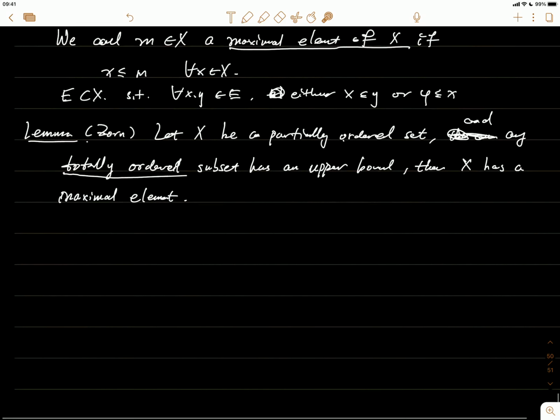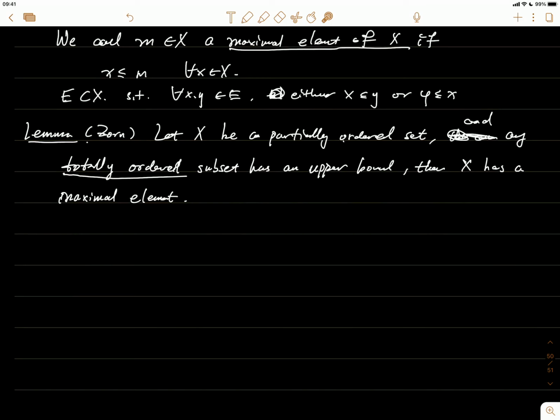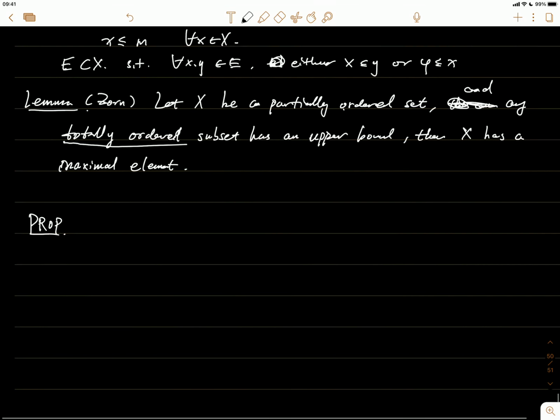Okay. So what Zorn's lemma says is that if you have a partially ordered set and any totally ordered subset has an upper bound, then X must have a maximum element. Okay, and then we're going to use this Zorn's lemma to show that every inner product space has a complete orthonormal set. Suppose X is an inner product space.